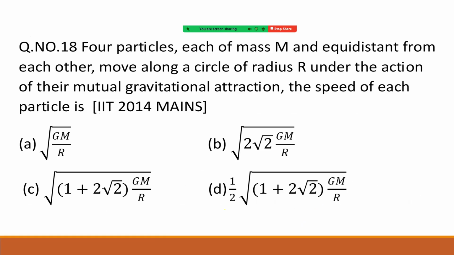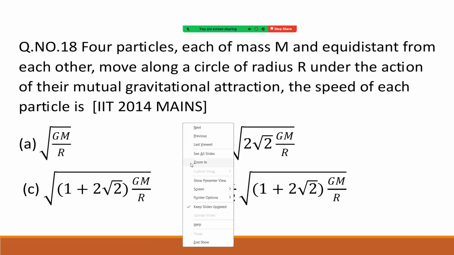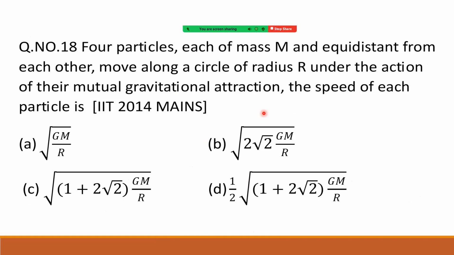Four particles, each of mass m and equidistant from each other, move along a circle of radius r under the action of their mutual gravitational attraction. The speed of each particle is. This question was asked in Mains 2014. It is a very simple question.